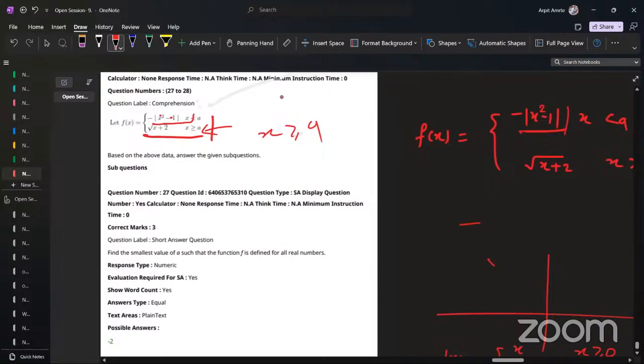So, if a is equal to minus 2 here, my x has to be strictly less than minus 2. If I put a equal to minus 2 here, this function will be defined for x greater than or equal to minus 2 as root over x plus 2, and minus of the modulus of x square minus 1 for x less than minus 2.